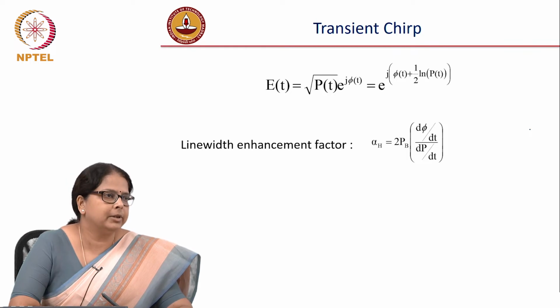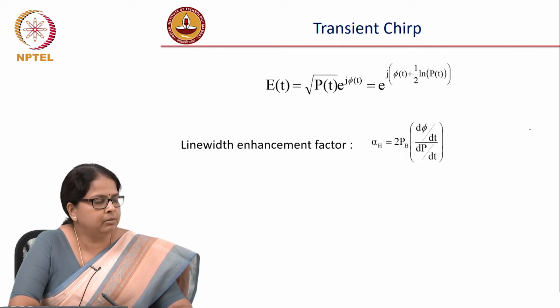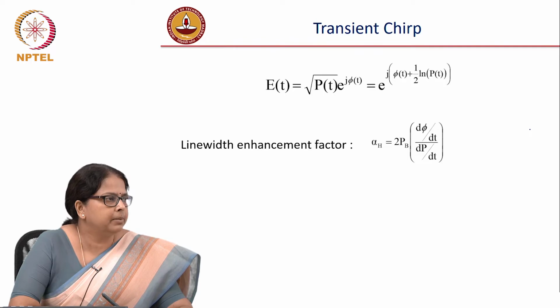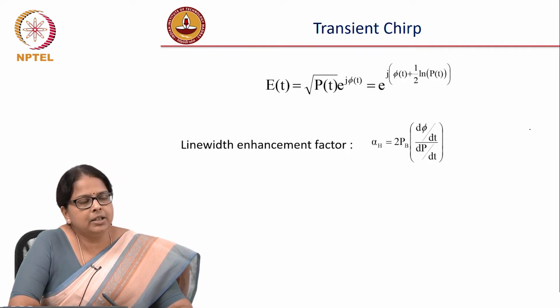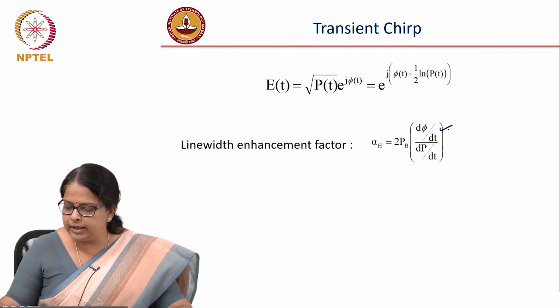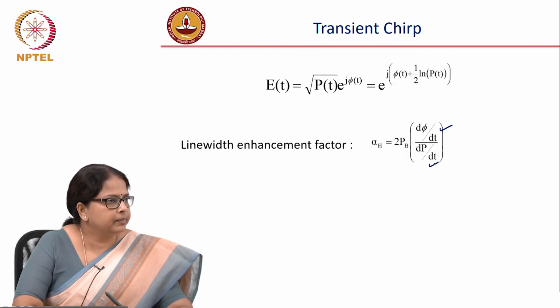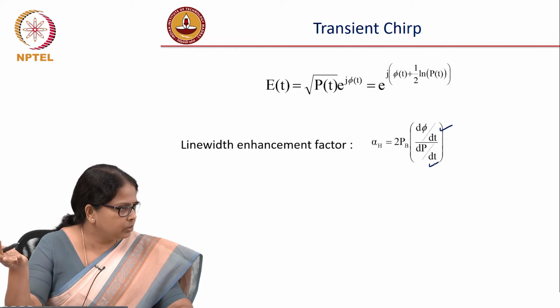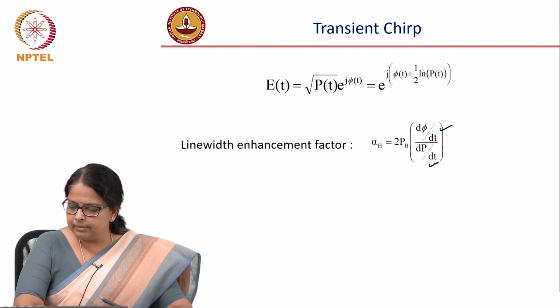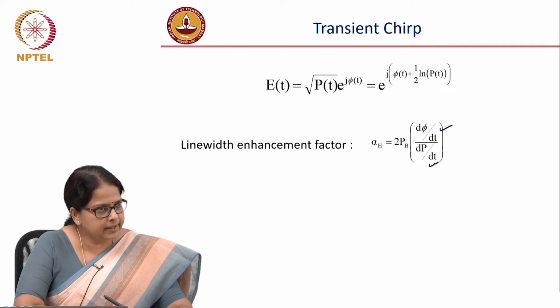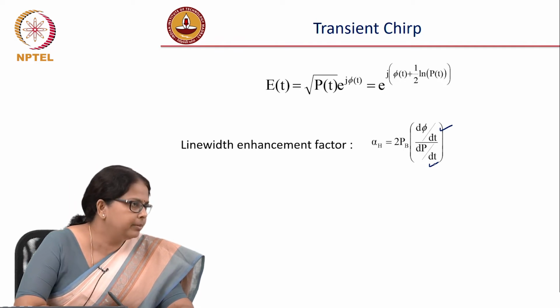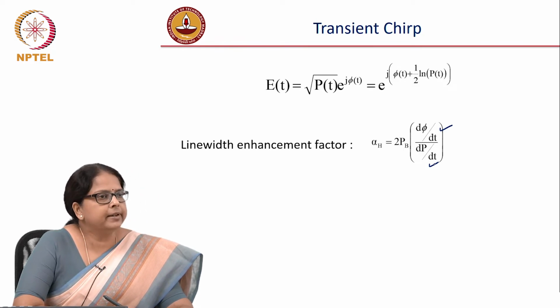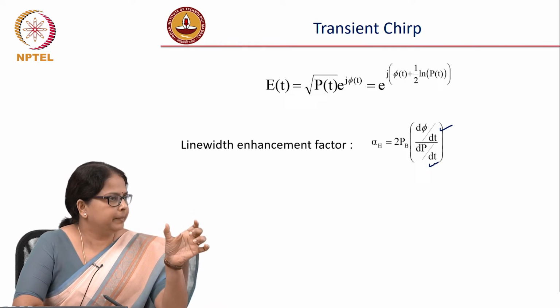Henry's line width enhancement factor. Henry probably was one of the very first people who defined this to quantify the phase modulation because of intensity modulation. So, as I said earlier, we were intending to do only intensity modulation, but as a consequence we have phase modulation also. And the real problem is the phase modulation becomes a problem for a communication system because phase modulation leads to spectral broadening.